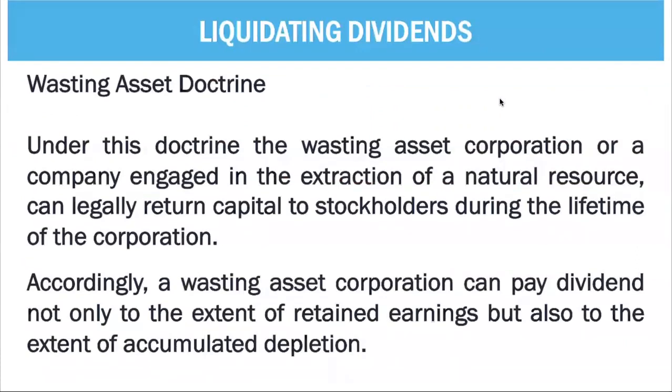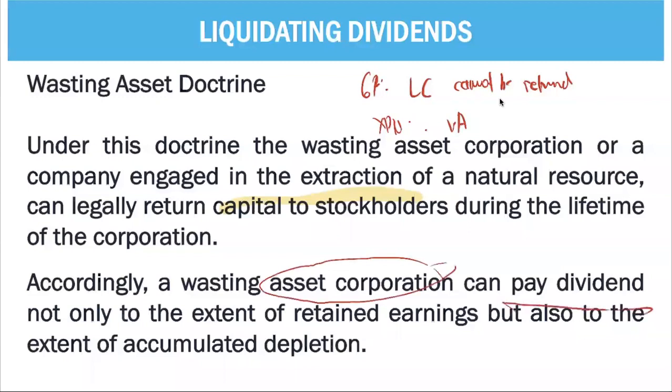Lastly, liquidating dividends. So normally, as a rule, you can only provide dividends not up to the amount of your legal capital. But we have this wasting asset doctrine. Under this doctrine, the wasting asset corporation, which is a corporation that is engaged in mining or extraction, can legally return capital to stockholders during the lifetime of the corporation. Okay, as a general rule, the legal capital cannot be returned. Exception, wasting asset. Okay? So the wasting asset corporation can pay dividend not only to the extent of retained earnings but also to your accumulated depletion.